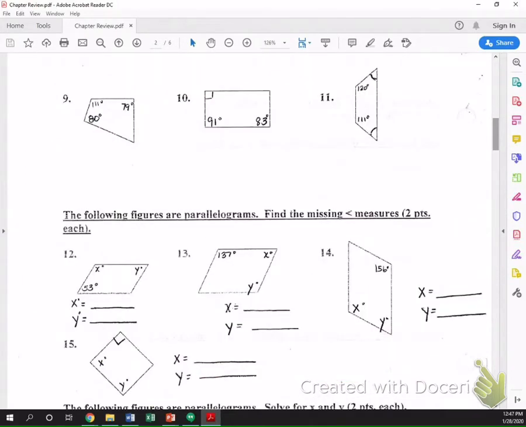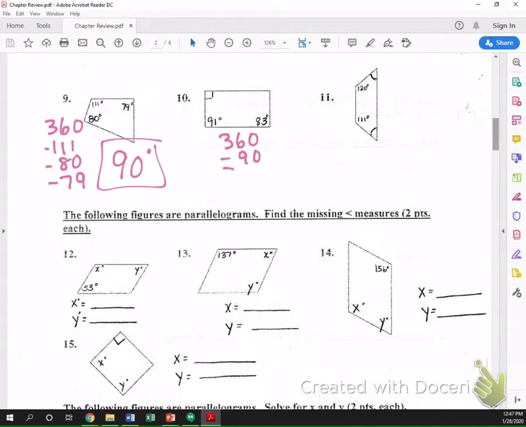Backside, number 9. What am I going to do? Okay, what do you get? I'm just taking your word for it. All right, number 11. What is it? 360 minus 90 minus 91 minus 83. 76. Okay.